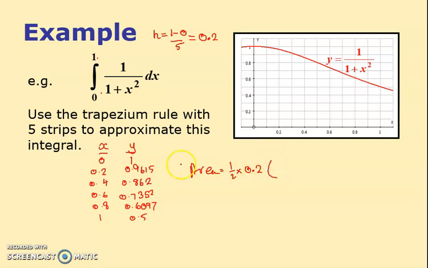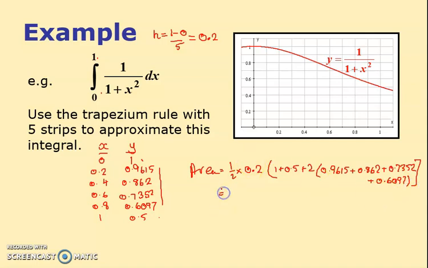And then I do the first y, the last y. 1 plus 0.5 plus 2 times all those in between. That's 0.9615. You can see it's a bit of a pain typing them all in, writing them down, but relatively easy to do. Plus 0.7352 plus 0.6097.